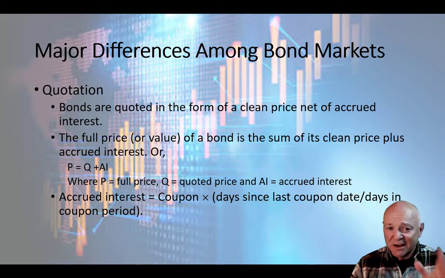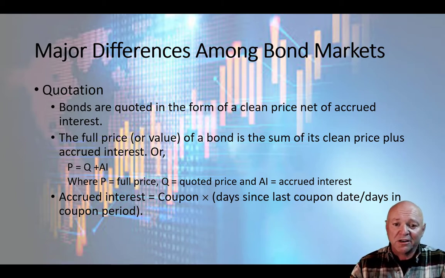And there are several major differences between bond markets. Among these are the way that bond prices and returns are quoted. For bond prices, quotations are described as being either a clean price or the full price. Clean price is the price net of accrued interest, because bond quotations aren't always going to be on the day on which the interest is calculated. So bonds quoted as clean price are net of accrued interest.